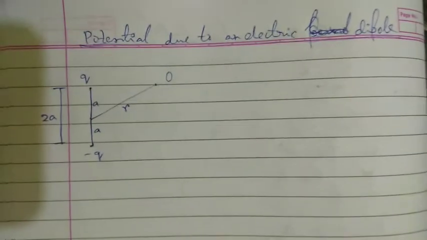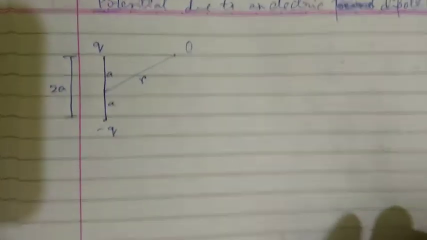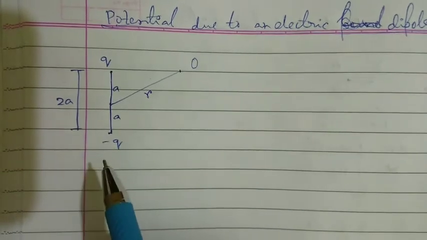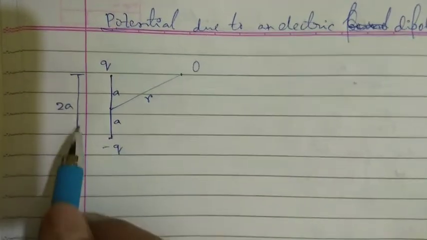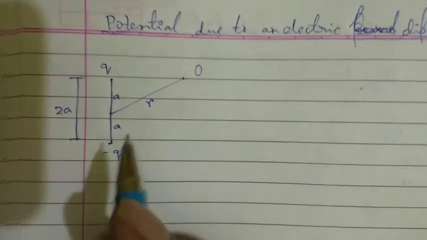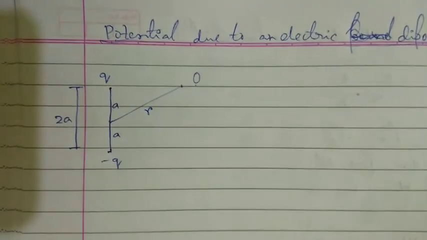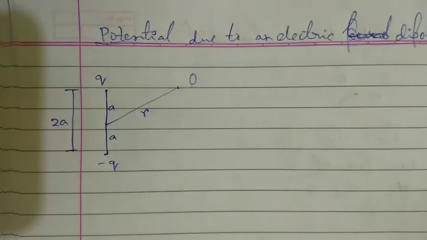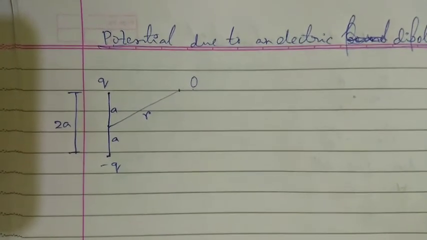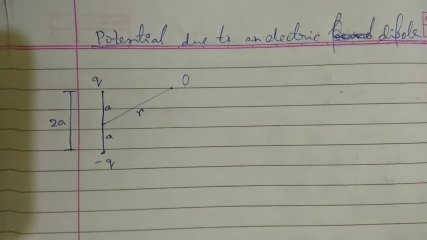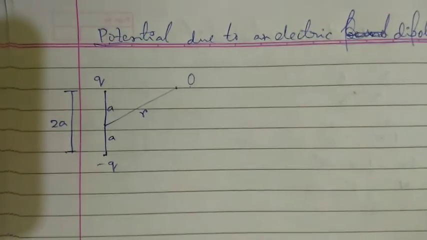Let us find out potential due to an electric dipole. Consider an electric dipole with charges plus q and minus q, separated by distance 2a. We have to find potential at O. Now one thing we have to remember is that the electrostatic potential is work done per unit charge. So it is a scalar quantity, right? So we will just add them like simple algebra.